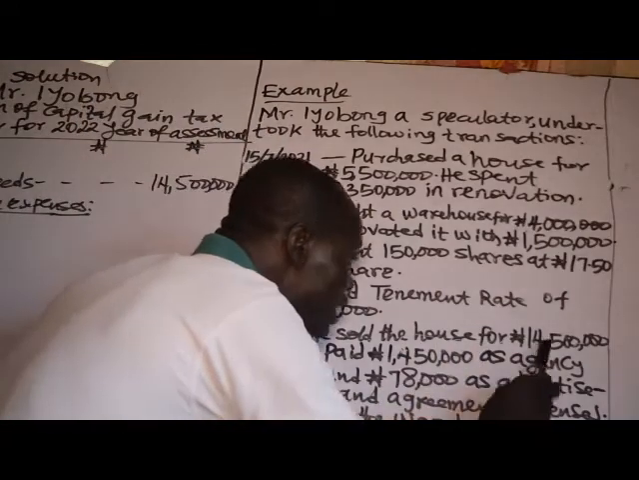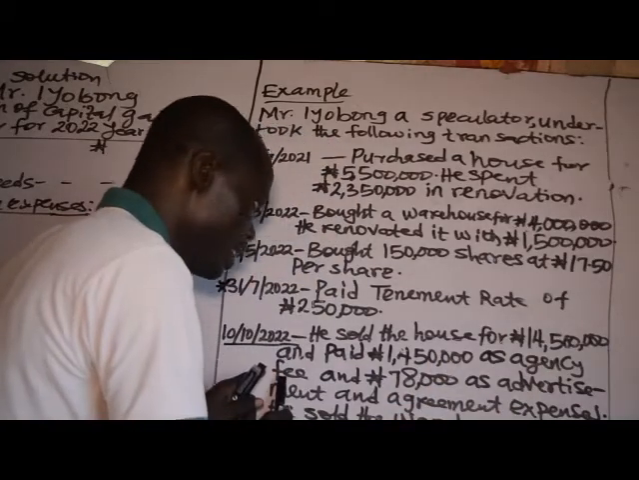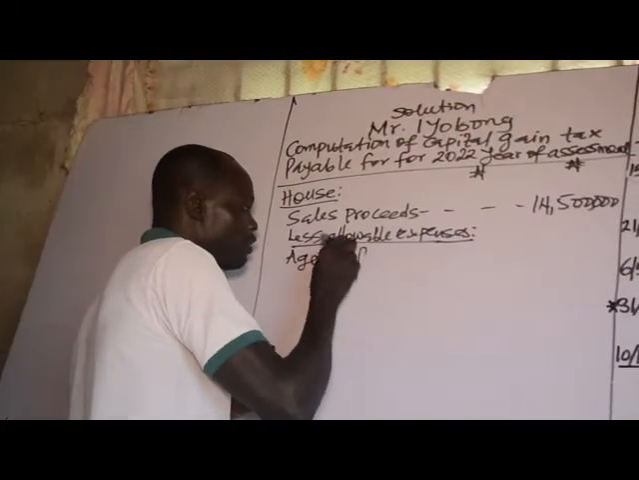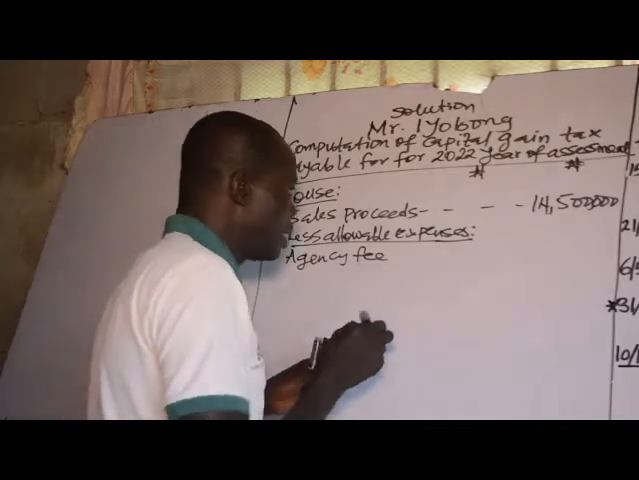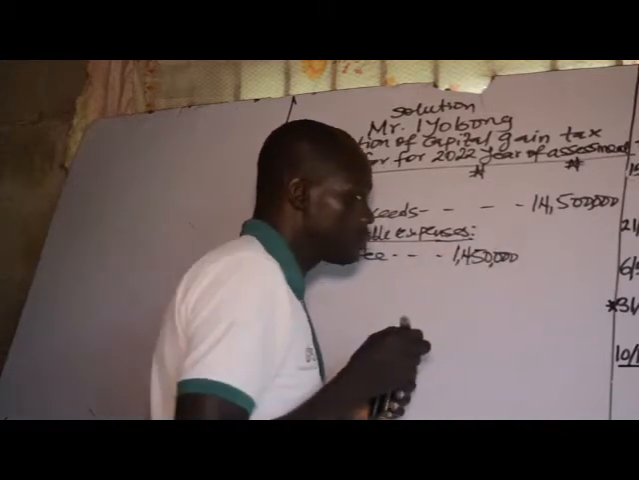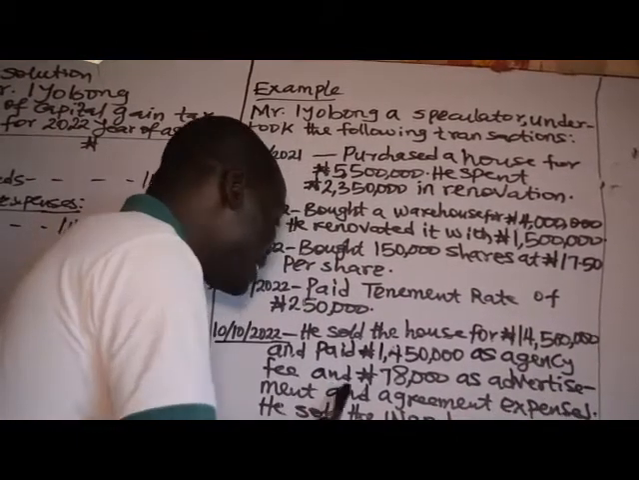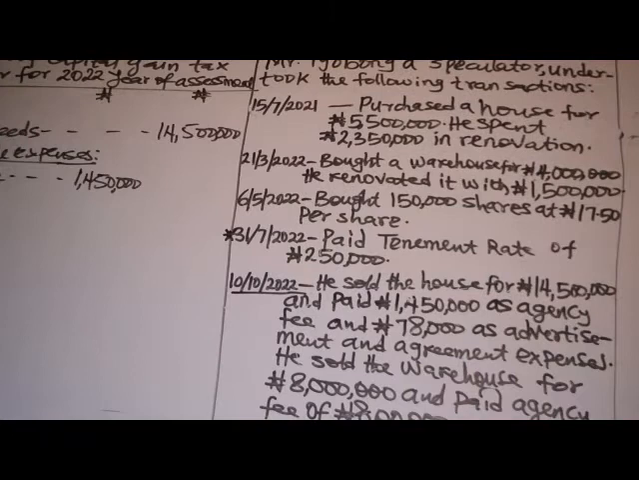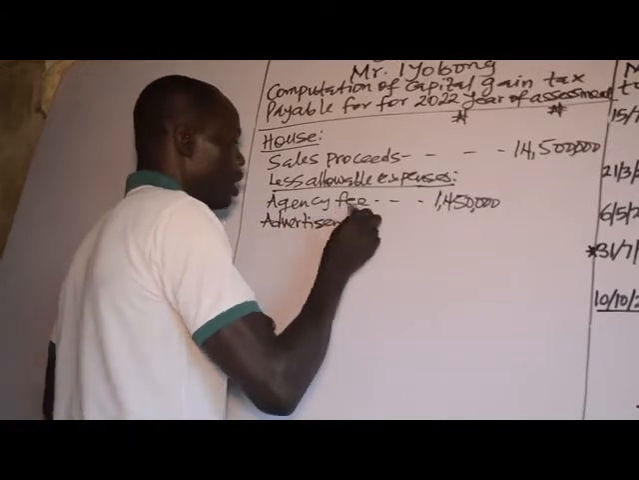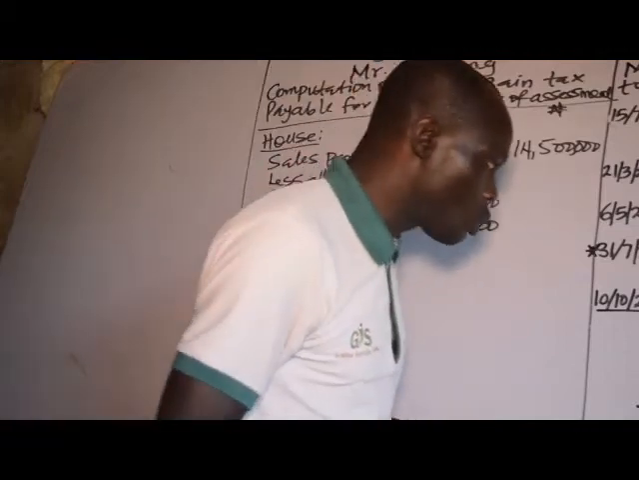He sold the house for 14.5 million naira and paid 1,450,000 as agency fee. So we have agency fee of 1,450,000. Then add 78,000 as advertisement and agreement expenses. Advertisement of 78,000 naira.